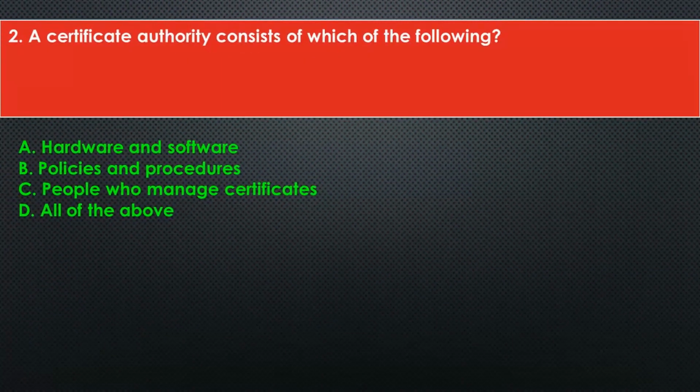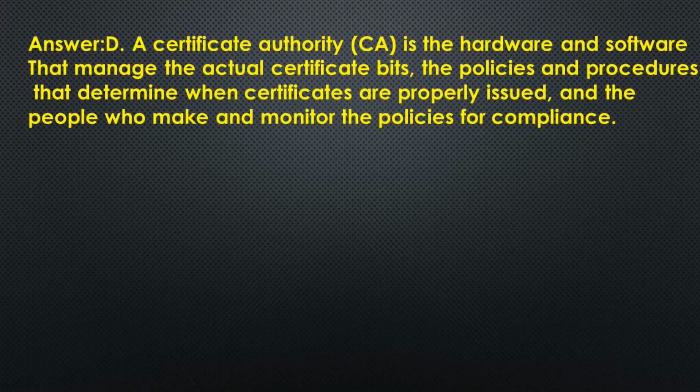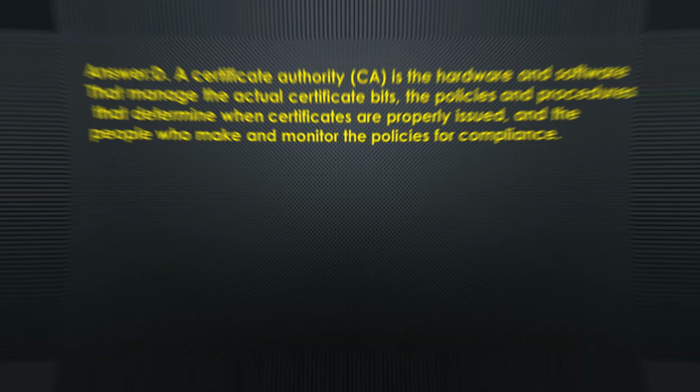2. A certificate authority consists of which of the following? A. Hardware and software. B. Policies and procedures. C. People who manage certificates. D. All of the above. Answer D. A certificate authority, CA, is the hardware and software that manage the actual certificate bits, the policies and procedures that determine when certificates are properly issued, and the people who make and monitor the policies for compliance.